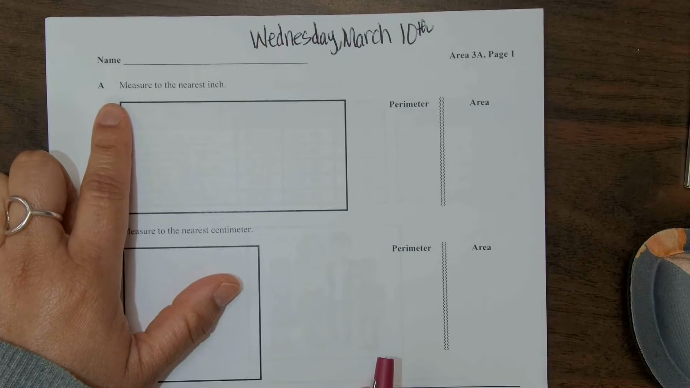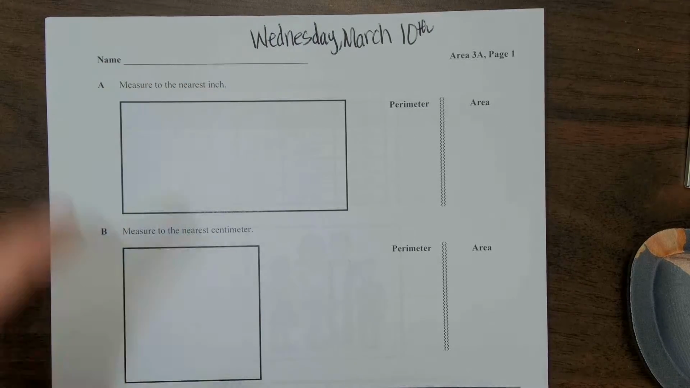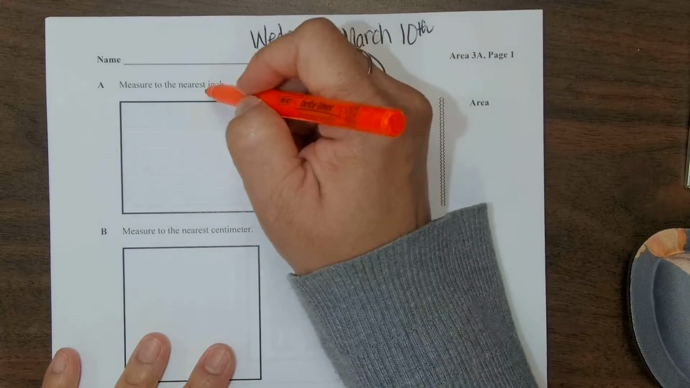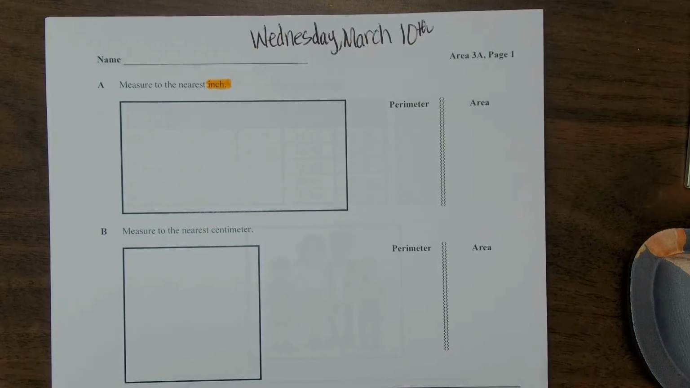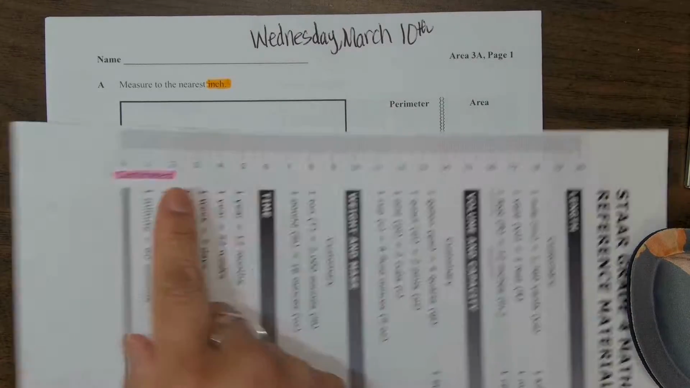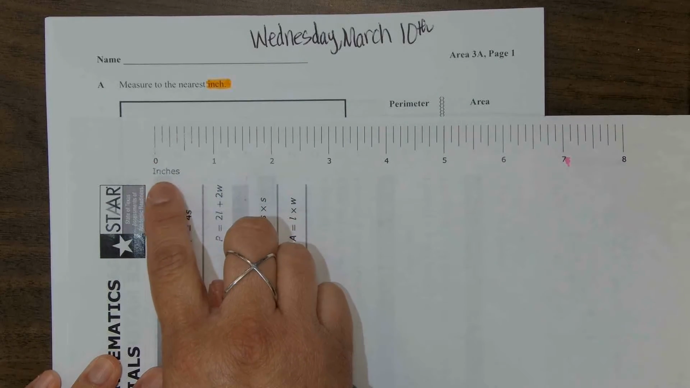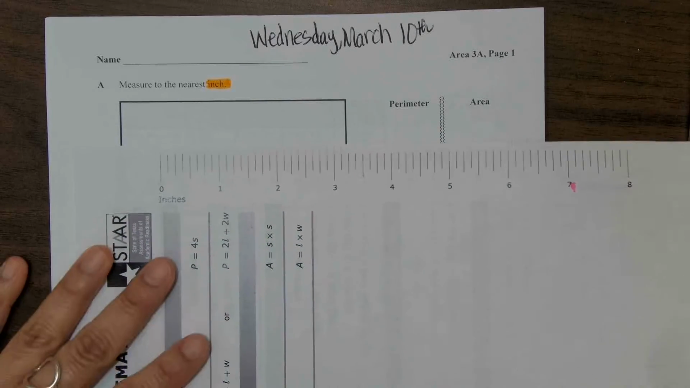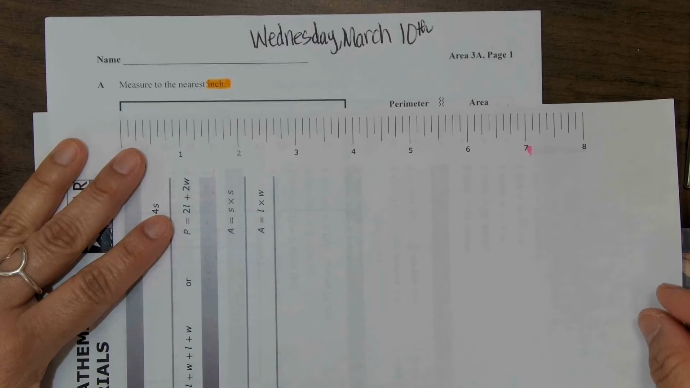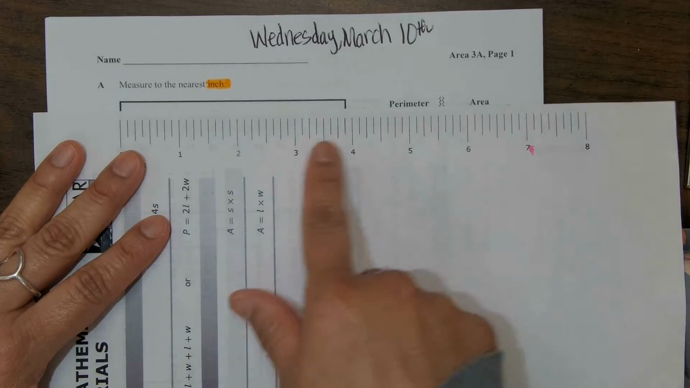So for letter A, we're going to be measuring to the nearest inch. Make sure you pay attention to the unit of measure. Here you're using inches, so we are going to use our reference chart. Here are centimeters, and here we have inches. So we're using inches. Let's find the length of this one, and the length is about 4 inches.